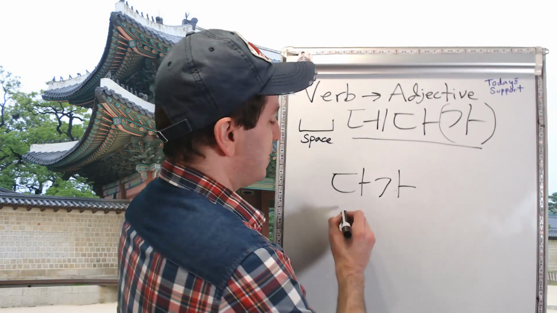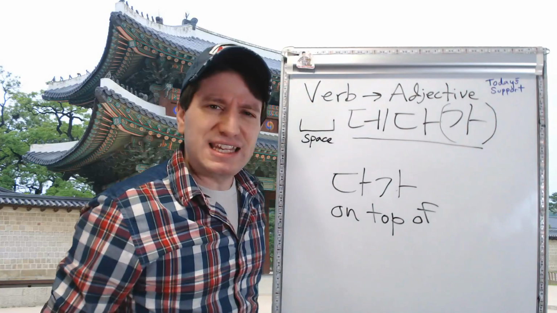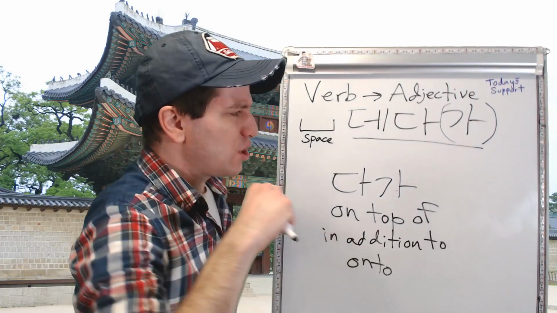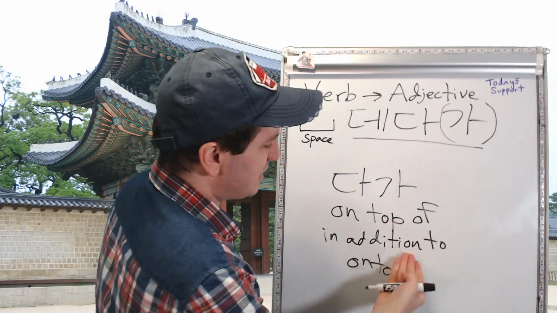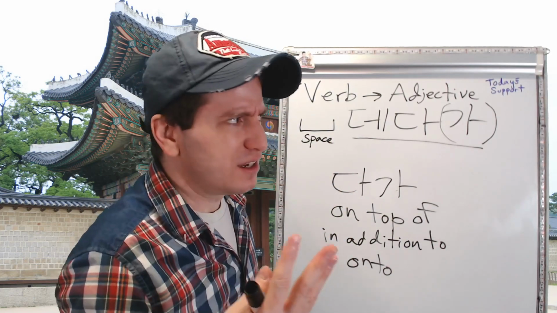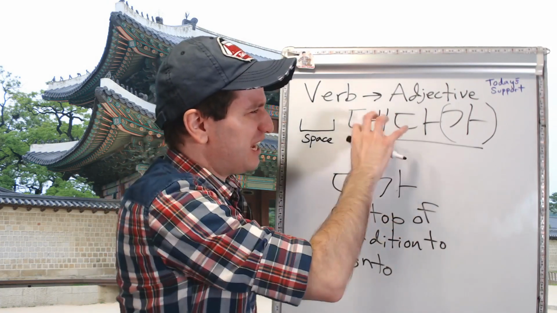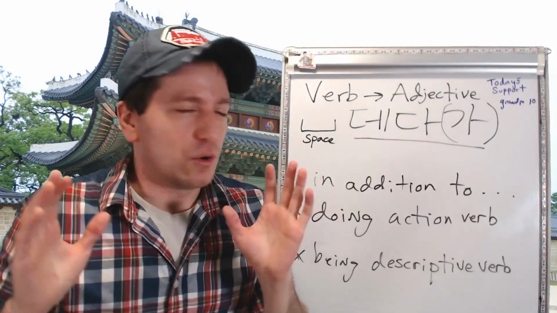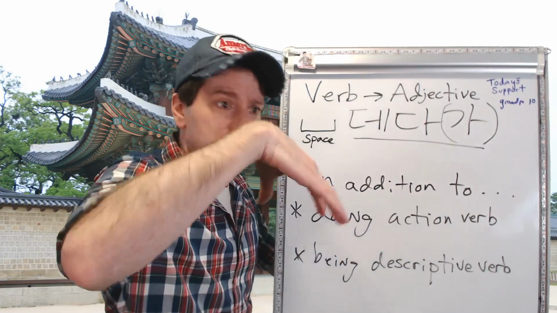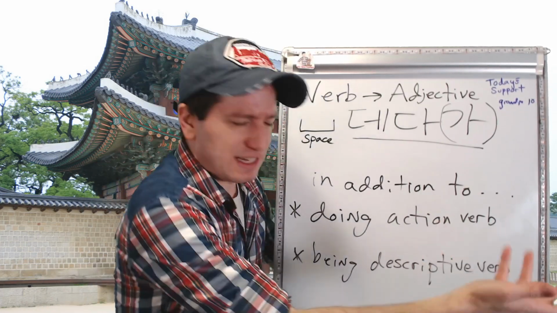And 다가 means on top of, not in the literal sense of on top of, but in the figurative sense of in addition to, on top of something. So if we put these together, we get in addition to the thing or the task of doing whatever verb it is. Or if it's a descriptive verb, in addition to the thing of being that descriptive verb. What this form literally means is in addition to, or on top of, or onto, doing an action verb, or if it's a descriptive verb, being that descriptive verb.